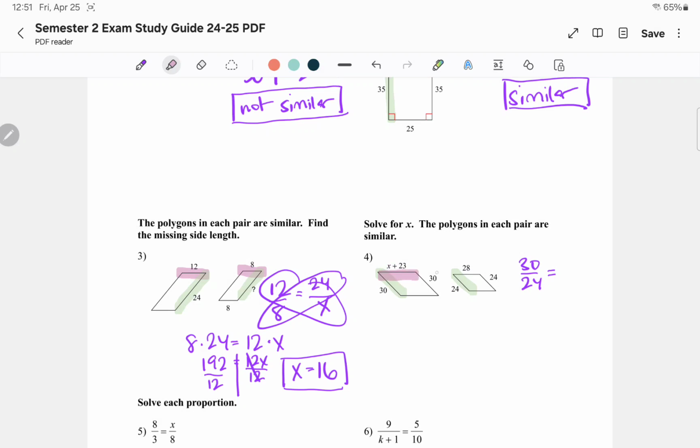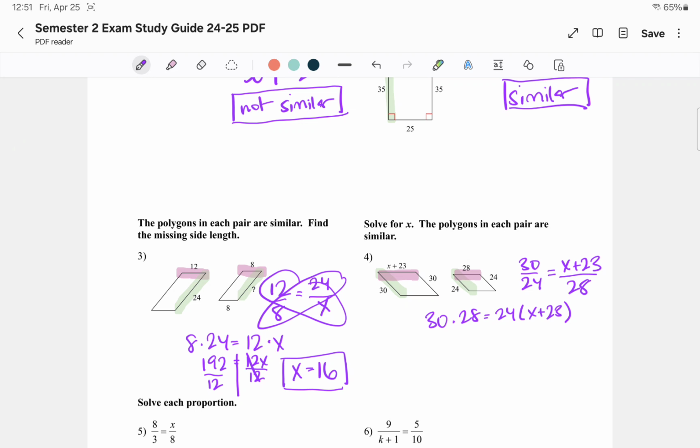We have this side and this side. So it's going to be x plus 23 over 28. So when I butterfly, I get 30 times 28 is equal to 24, and then I'm going to put x plus 23 in parentheses. So I'm multiplying by the whole expression. So that's going to give me a two-step equation.